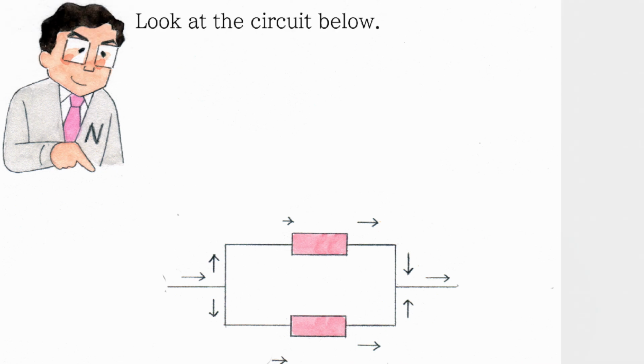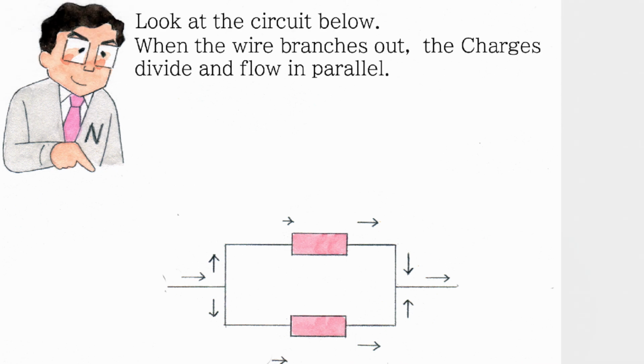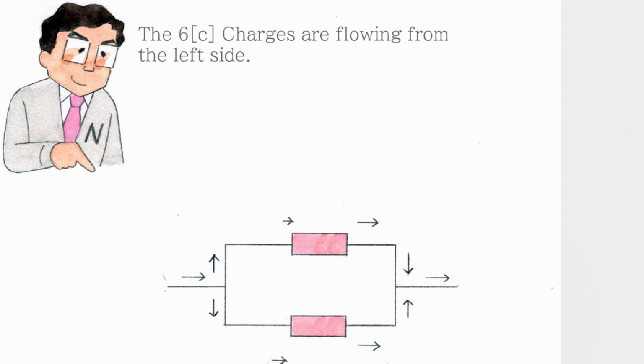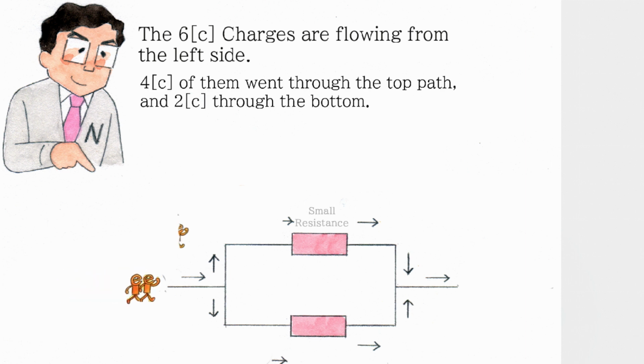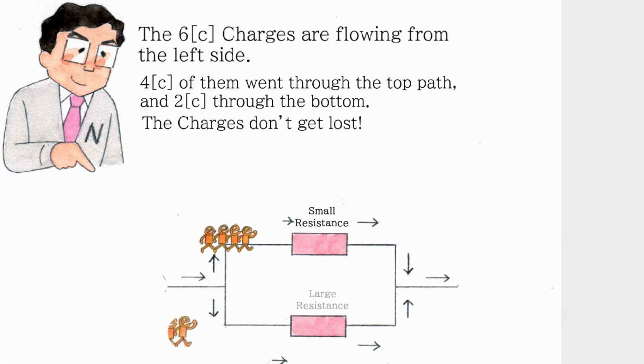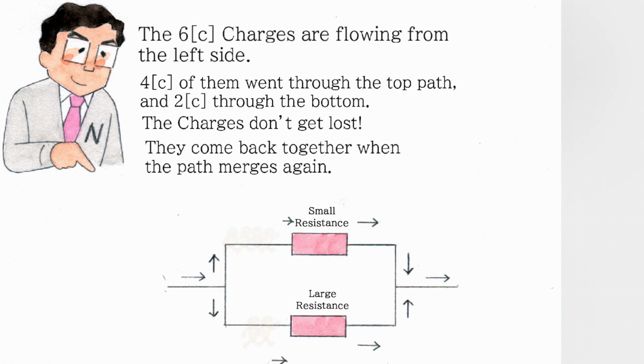Look at the circuit below. When the wire branches out, the charges divide and flow in parallel. The 6 columns of charges are flowing from the left side. 4 columns of them went through the top path and 2 columns through the bottom. The charges don't get lost. They come back together when the path merges again.